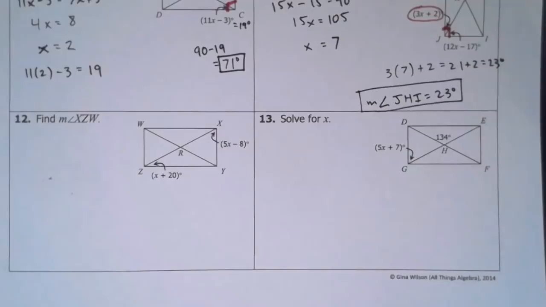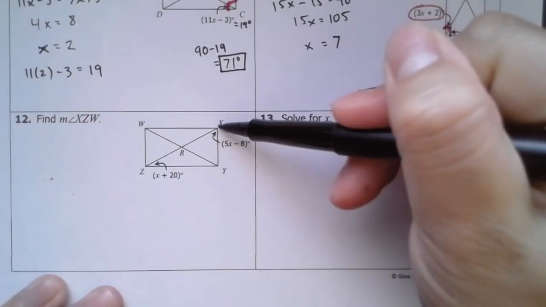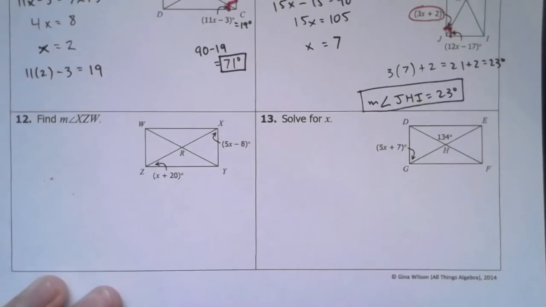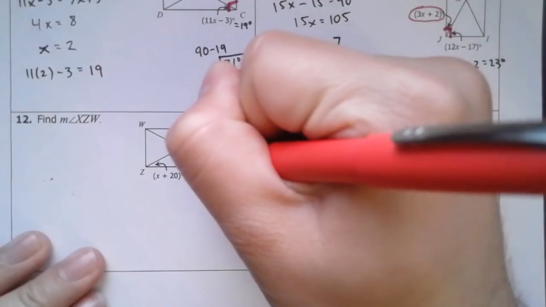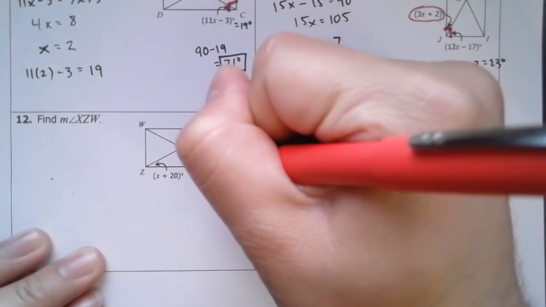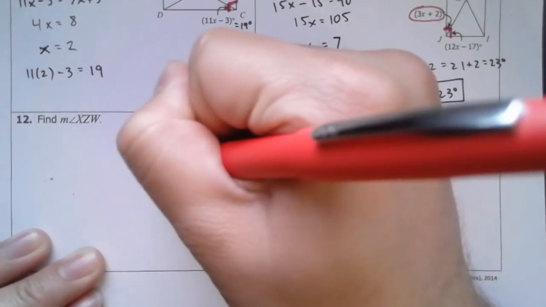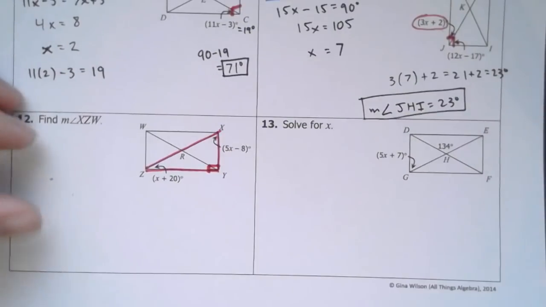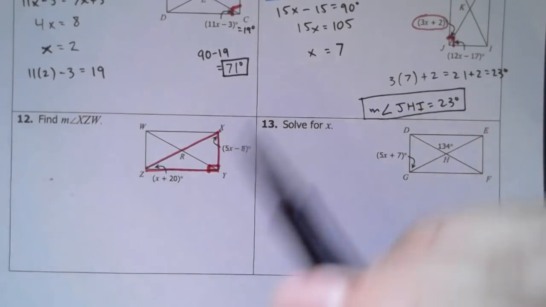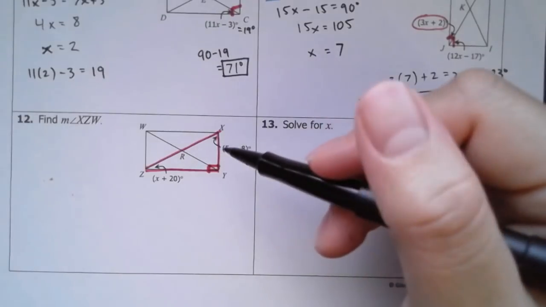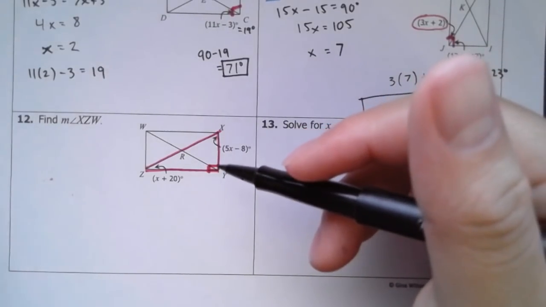Last two, I have find the measure of XZY. Here's X, here's Z, here's Y. Let's see, this corner, this one's 90 degrees. And I'm going to trace this entire triangle here. We know that the measure inside a triangle is going to be 180 degrees. We know this one's 90, and these two are set up by this expression, so maybe we could use that to find what x is.